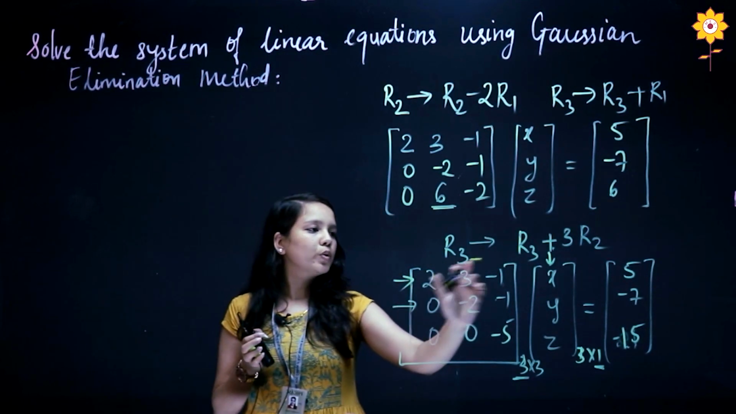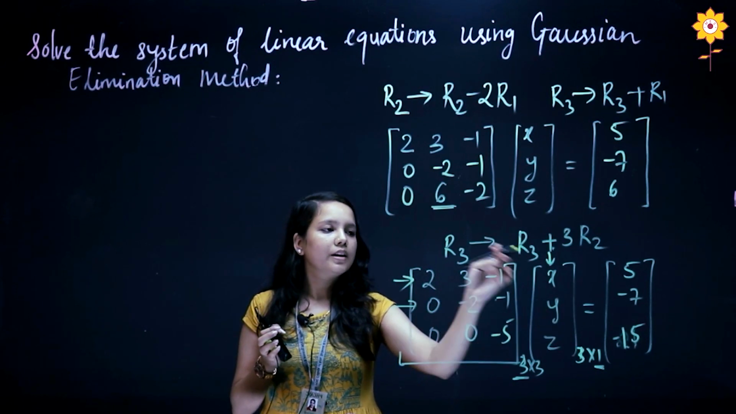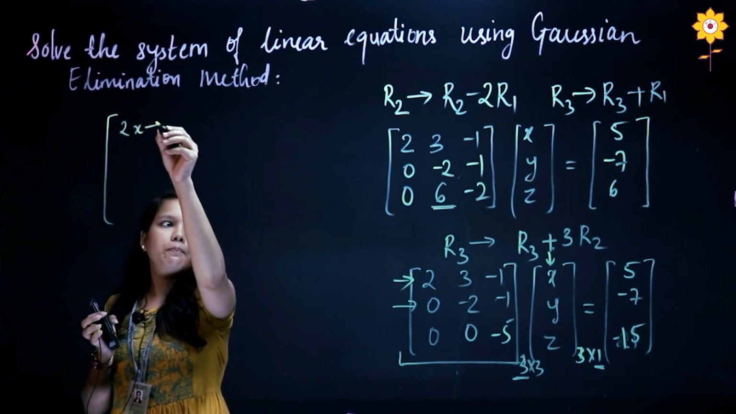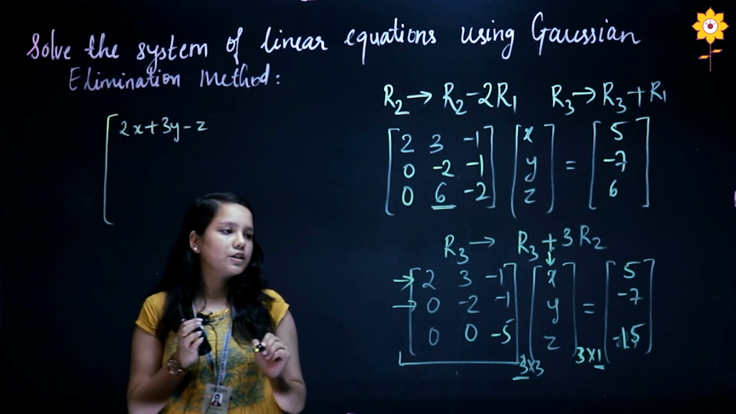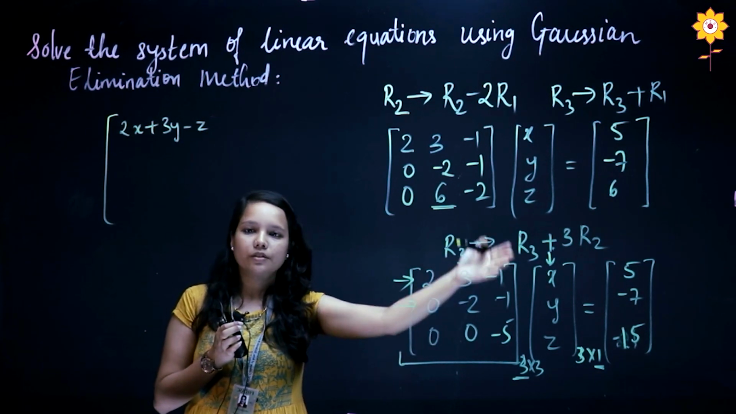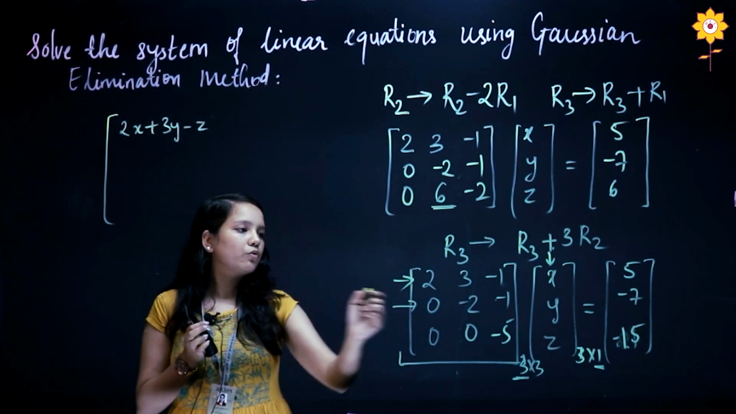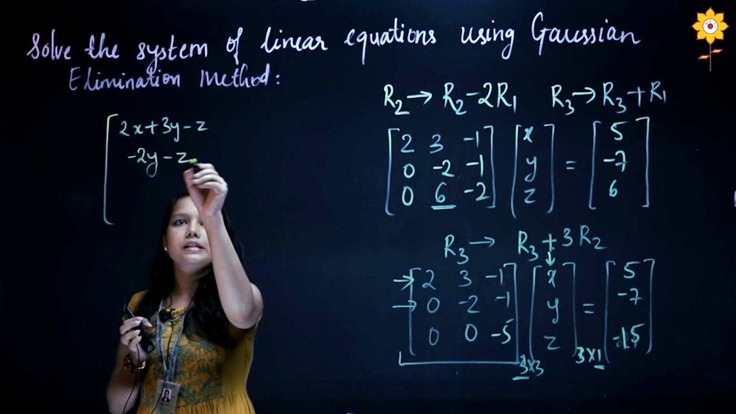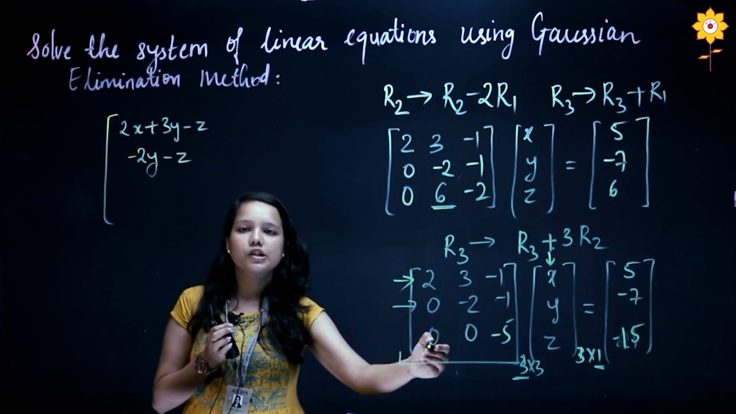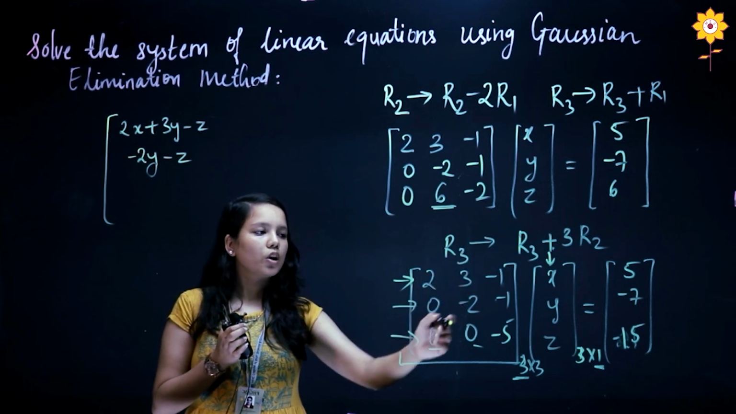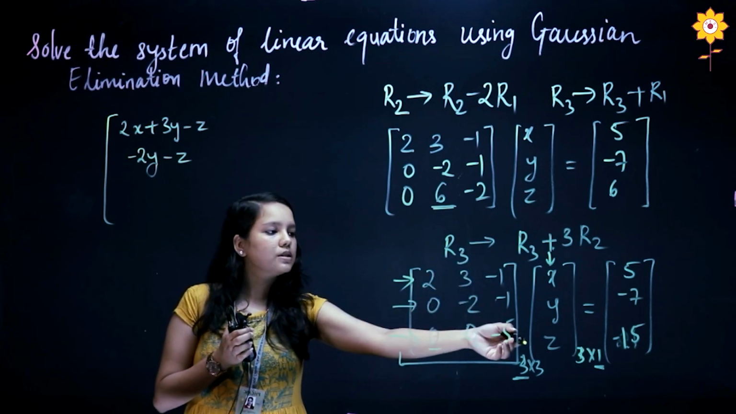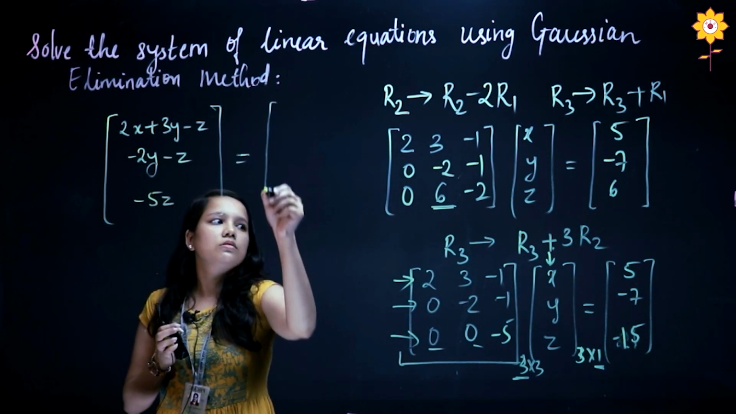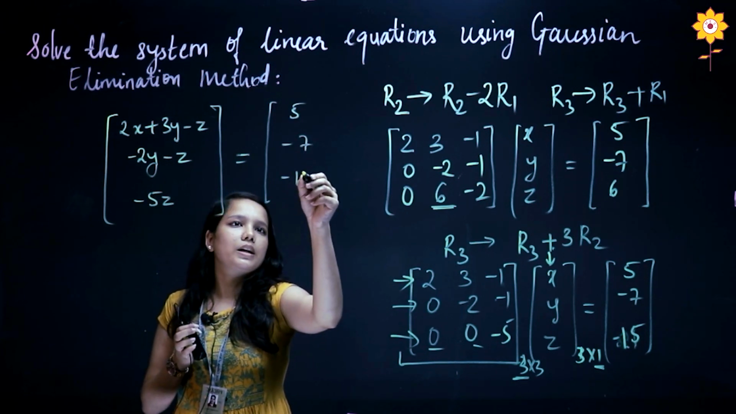Let's multiply this. So 2 into x plus 3 into y plus minus 1 into z. So the first entry we will get is 2x plus 3y minus z. This is my first entry. Then the second entry will be the second row with the first column. So it is 0 into x, so the x value won't come. So minus 2 into y, so minus 2y, minus 1 into z will be minus z. Then in the third row the first two entries are not there. So third row with first column, x and y we won't be getting these variables. So only minus 5z, and this is equal to 5, minus 7 and minus 15.